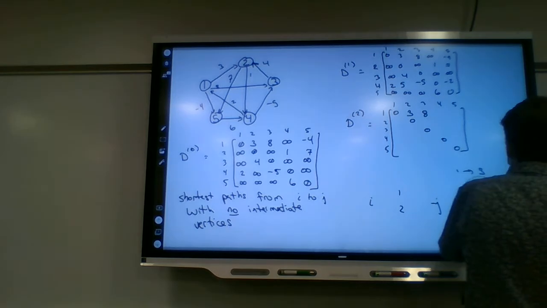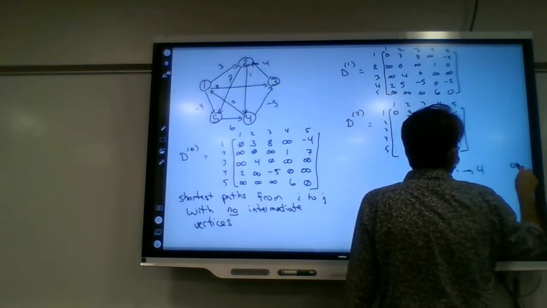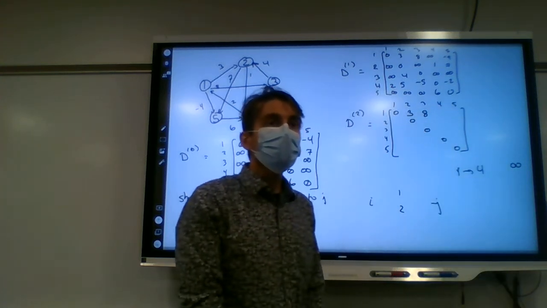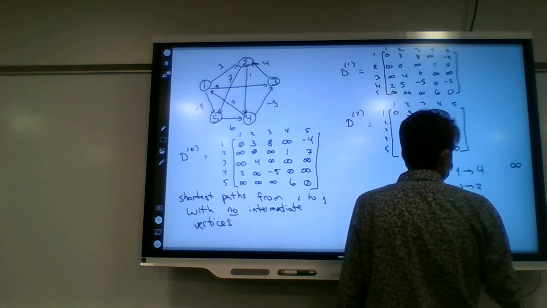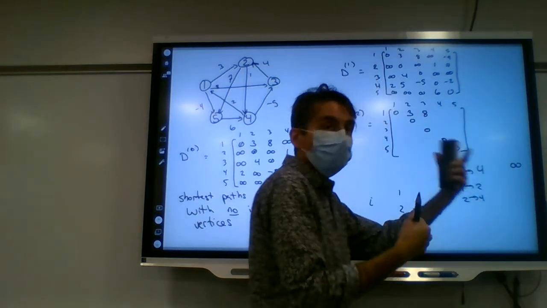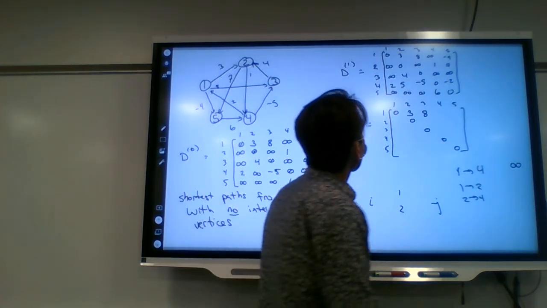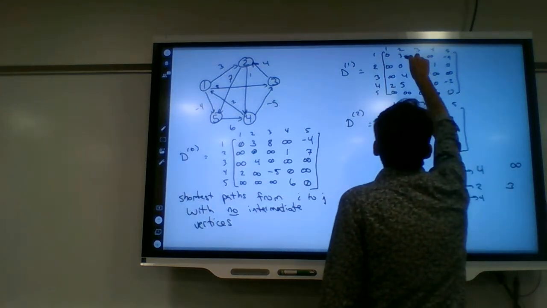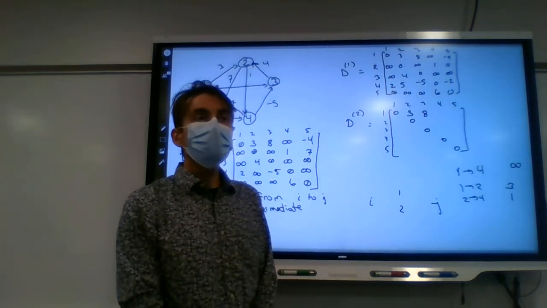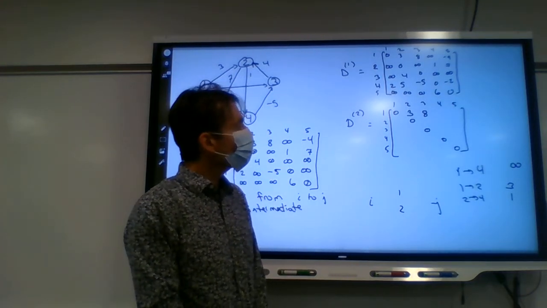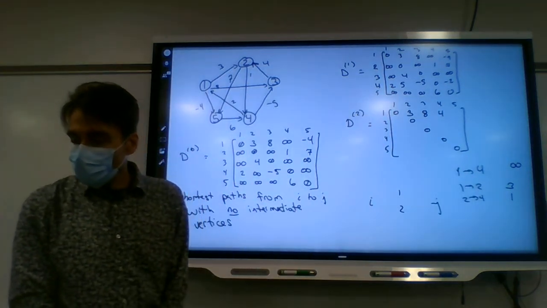All right, let's look at 1 to 4. 1 to 4 is infinite right now. But what are we allowed to do? We're allowed to look at 1 to 2 and 2 to 4. So let's see what happens on that. 1 to 4 doesn't help, so now we're including this other possibility, 1 to 2, 2 to 4. 1 to 2, we look that up and get 3. 2 to 4, we look up and get 1. So what do we replace the infinity with? A 4.